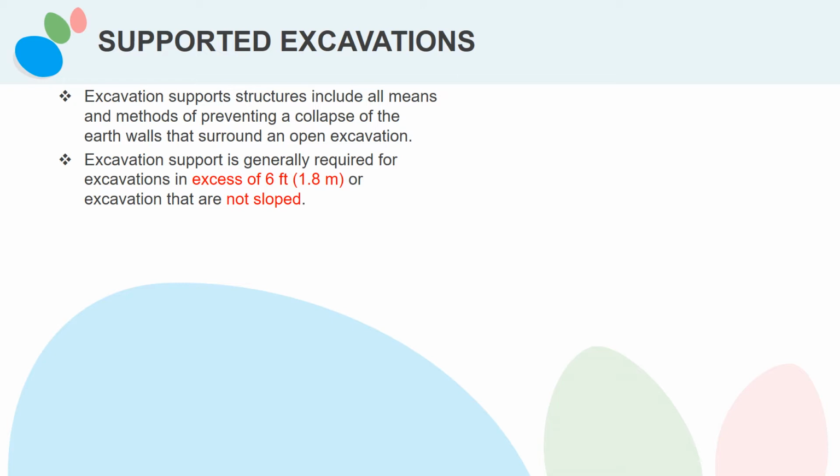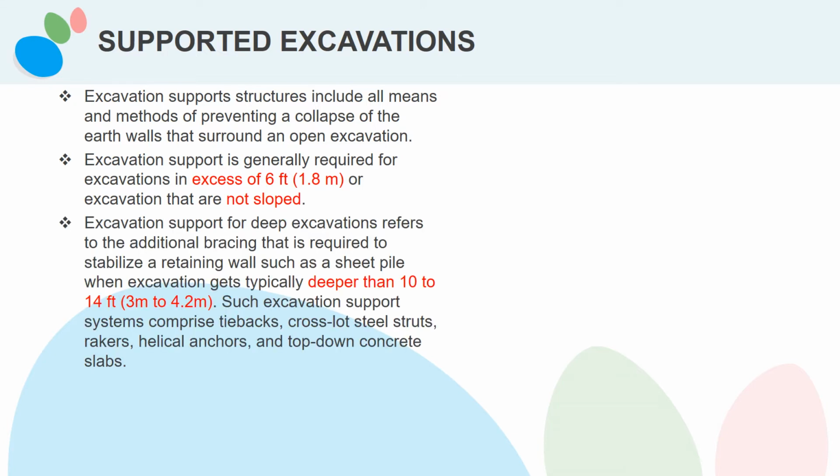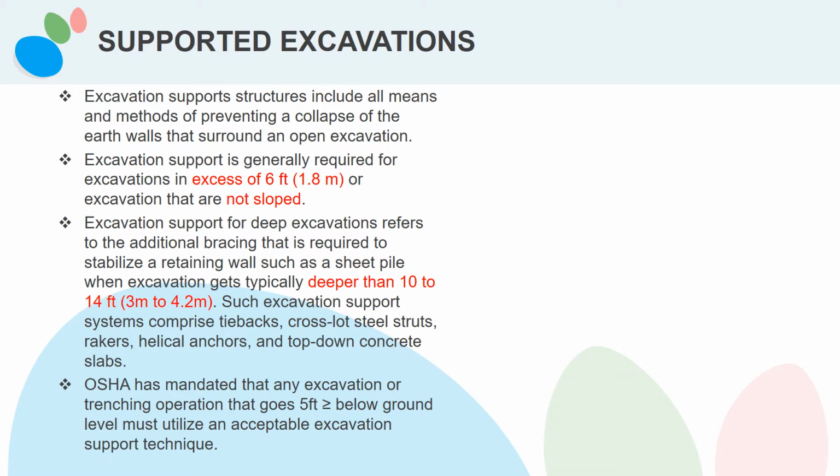Excavation support for deep excavations refers to the additional bracing that is required to stabilize a retaining wall such as a sheet pile when excavation gets typically deeper than 10 to 14 feet, 3 meters to 4.2 meters. Such excavation support systems comprise tiebacks, cross-lot steel struts, rakers, helical anchors, and top-down concrete slabs. OSHA has mandated that any excavation or trenching operation that goes 5 feet or greater below ground level must utilize an acceptable excavation support technique.